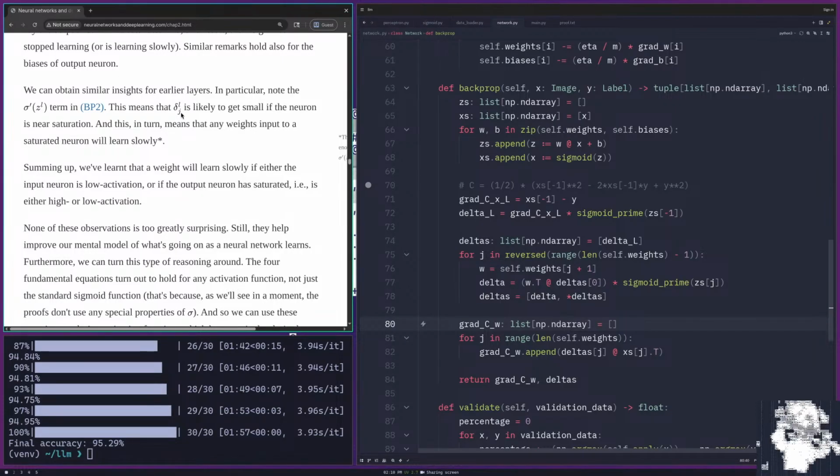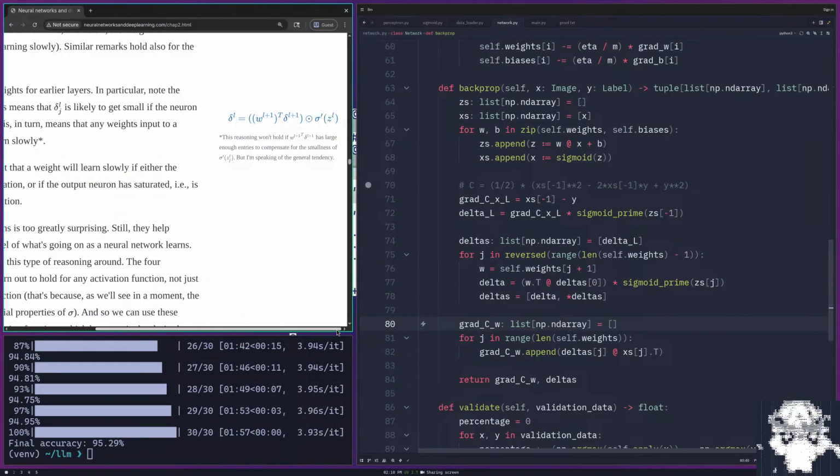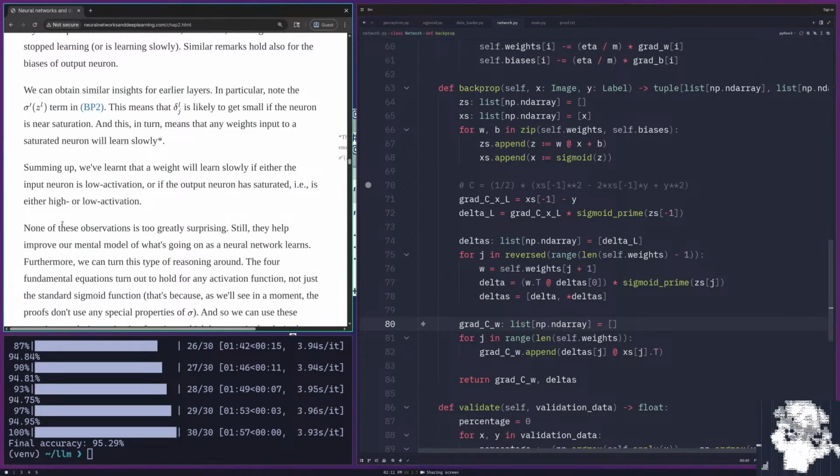This means that delta of the inner layer is likely to get small if the neuron is near saturation. And this in turn means that any weights input into a saturated neuron will learn slowly, asterisk. This reasoning won't hold if the weight matrix times the delta vector of the next layer has large enough entries to compensate for the smallness of sigmoid prime, but I'm speaking of the general tendency.